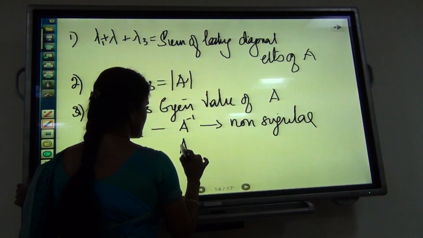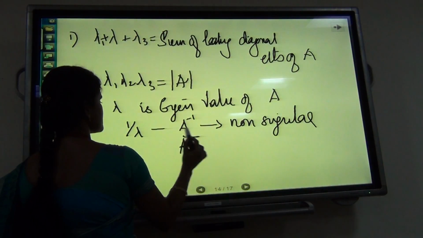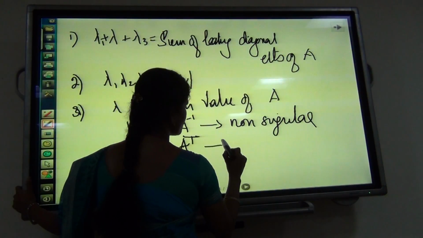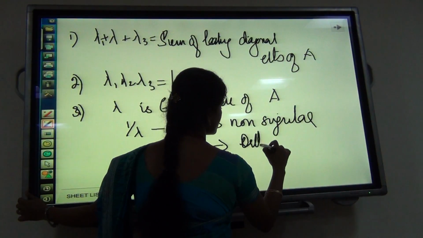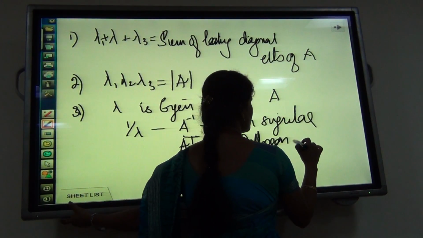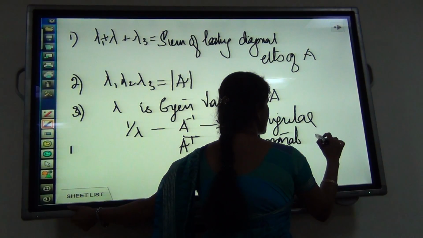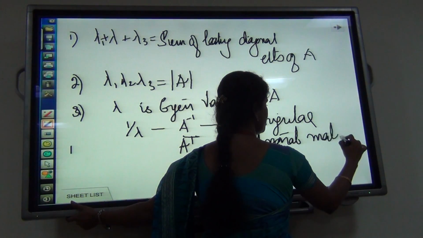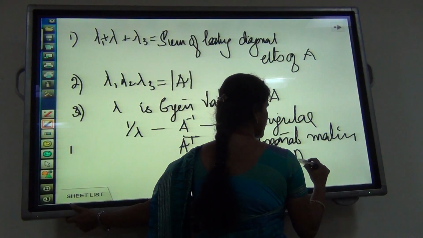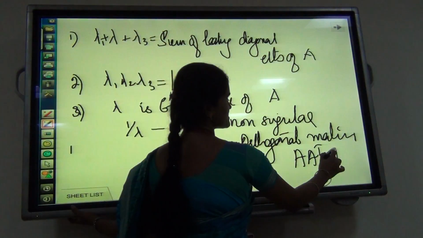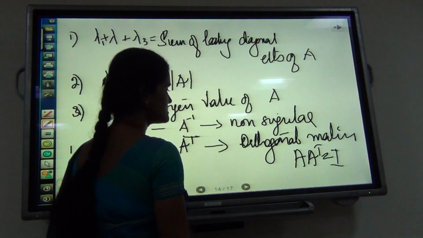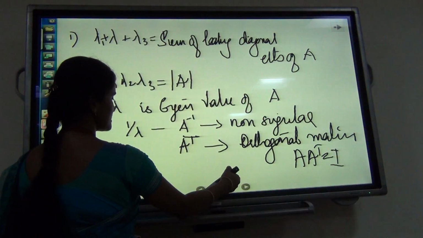And you can give this as A transpose. 1 by lambda will be the eigenvalue of A transpose, provided your A is an orthogonal matrix. What is the orthogonal condition? When can you call a matrix an orthogonal matrix? Only when A A transpose is equal to I. In that case, we can call this matrix orthogonal.